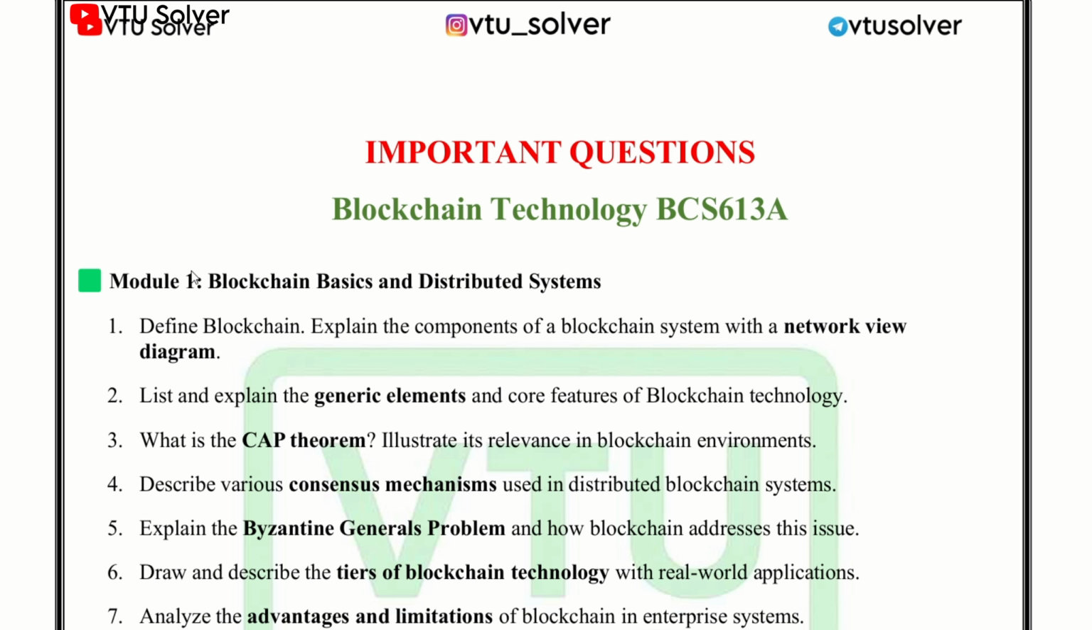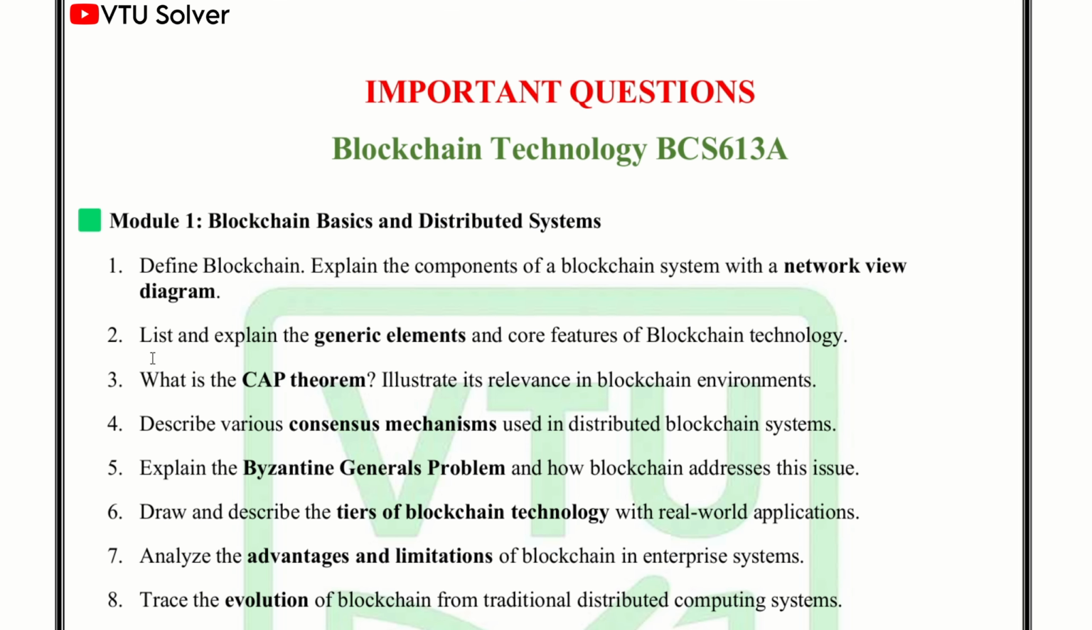Module 1. First question is define blockchain. Explain the components of blockchain system with network view diagram. Second question. List and explain the generic elements and core features of blockchain technology. Third question. What is the CAP theorem?